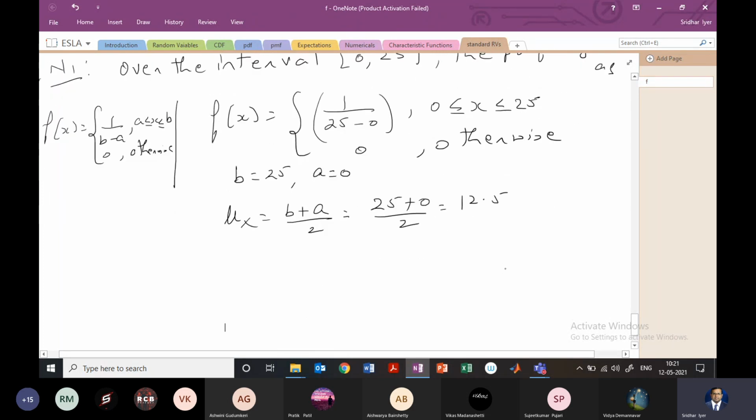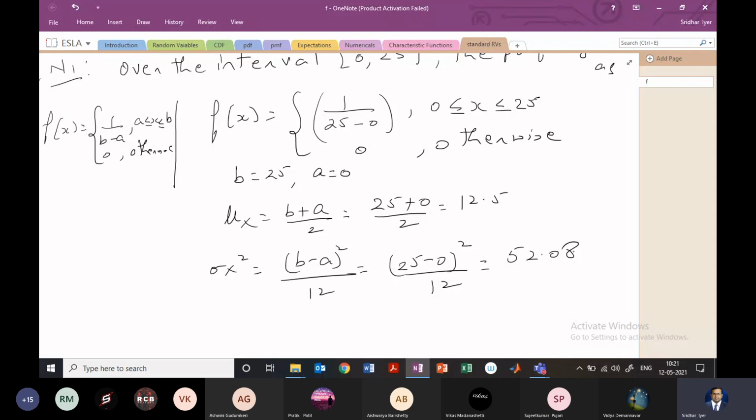The mean and variance is always going to be a constant value, okay? And sigma x square is (b minus a) the whole square divided by 12. So you'll have (25 minus 0) the whole square divided by 12. So if you do this, you get 52.08.